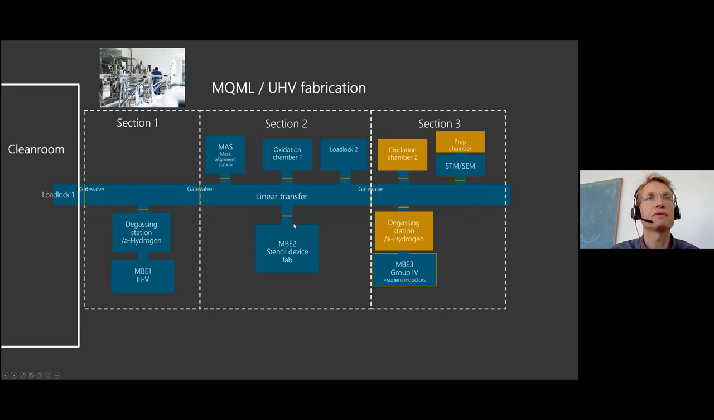Where we have different types of chambers we are using for in situ fabrication. And we are using stencils, aligned stencils in situ to grow our devices. So in principle, we are aiming to have fabrication completely without breaking the vacuum at any stage. And then we have section 3, which is still under construction. And this is a group IV based MBE that sits here, also with thin cell fab and oxidation chamber for making junctions and dielectrics and also multilayer superconductors, as we're also doing in section 2.